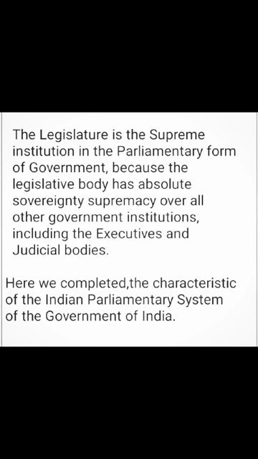Here we completed the characteristics of the Indian parliamentary system. The remaining part of this chapter will be in Part 3.